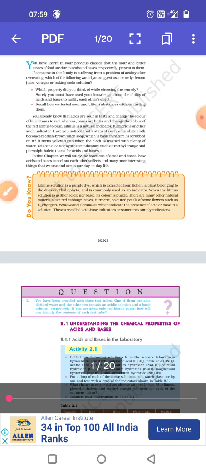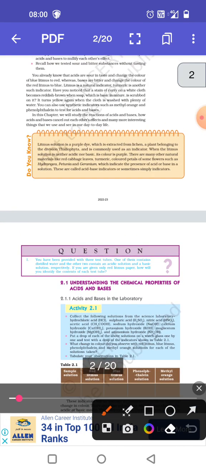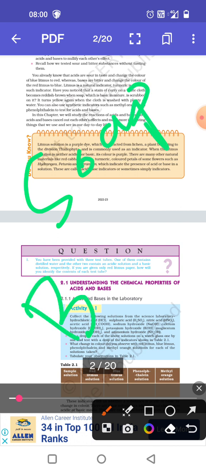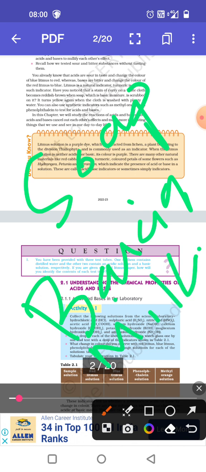In case of bases, the examples are soap, baking soda, milk of magnesia, and you know that milk of magnesia is an antacid. When we feel acidity, we can take milk of magnesia for relief from acid. So it is used as an antacid.